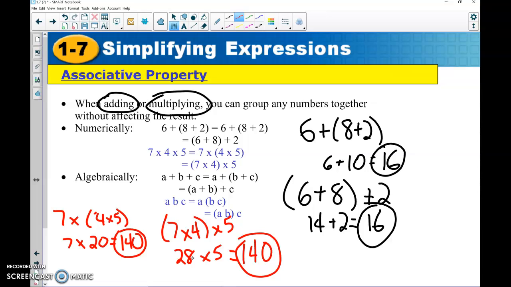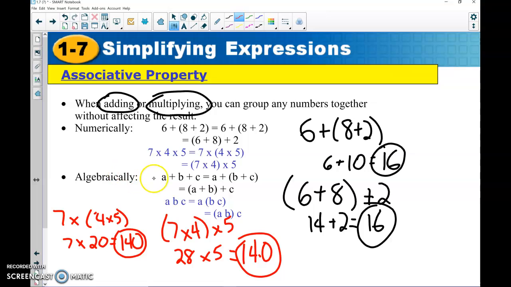So again, associative property doesn't change the outcome. You're still going to get the same answer, 140, 140, 16, 16. It just changes what comes first. And you'll see the big hint for associative property is it has these parentheses around it. So there's usually parentheses with associative property.